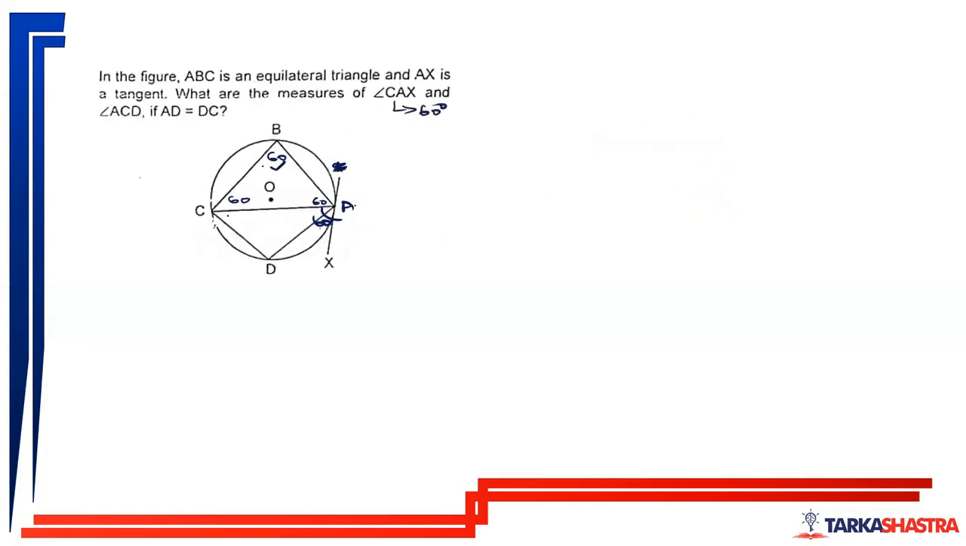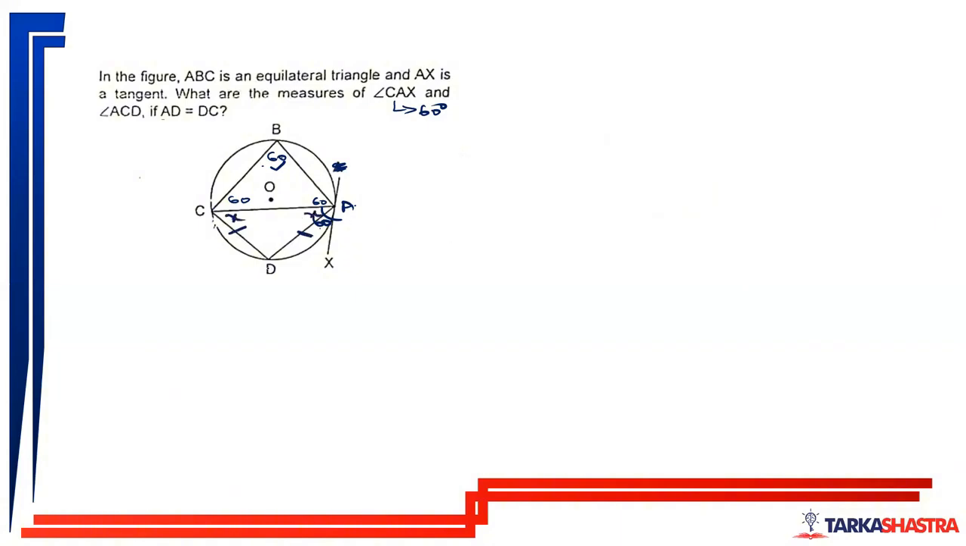Now angle ACD, let us say, ACD. And AD is equal to DC, they have already provided. So if this is X, this is also X. Why? Because it is an isosceles triangle, AD is equal to DC.